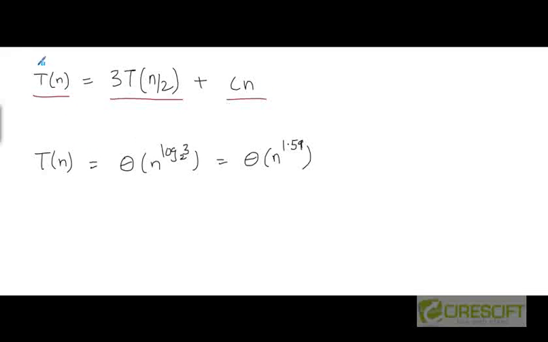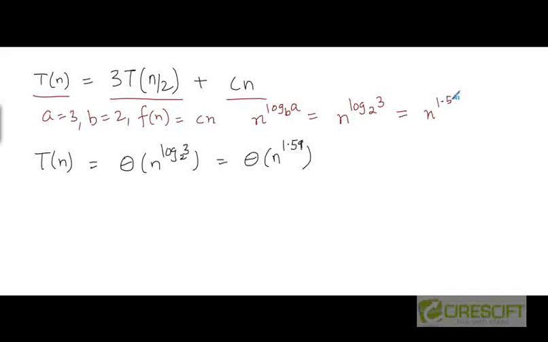Now this is again a recurrence that we can solve using master theorem. A here is 3, B here is 2, and f of n is this linear function of n, c times n. So if we compute n to the power log base b of a, we'll get n to the power log base 2 of 3, which is approximately n to the power 1.59, or maybe 1.585 to be more precise. Now this function is polynomially larger than f of n. So again we are in case 1 of master theorem.